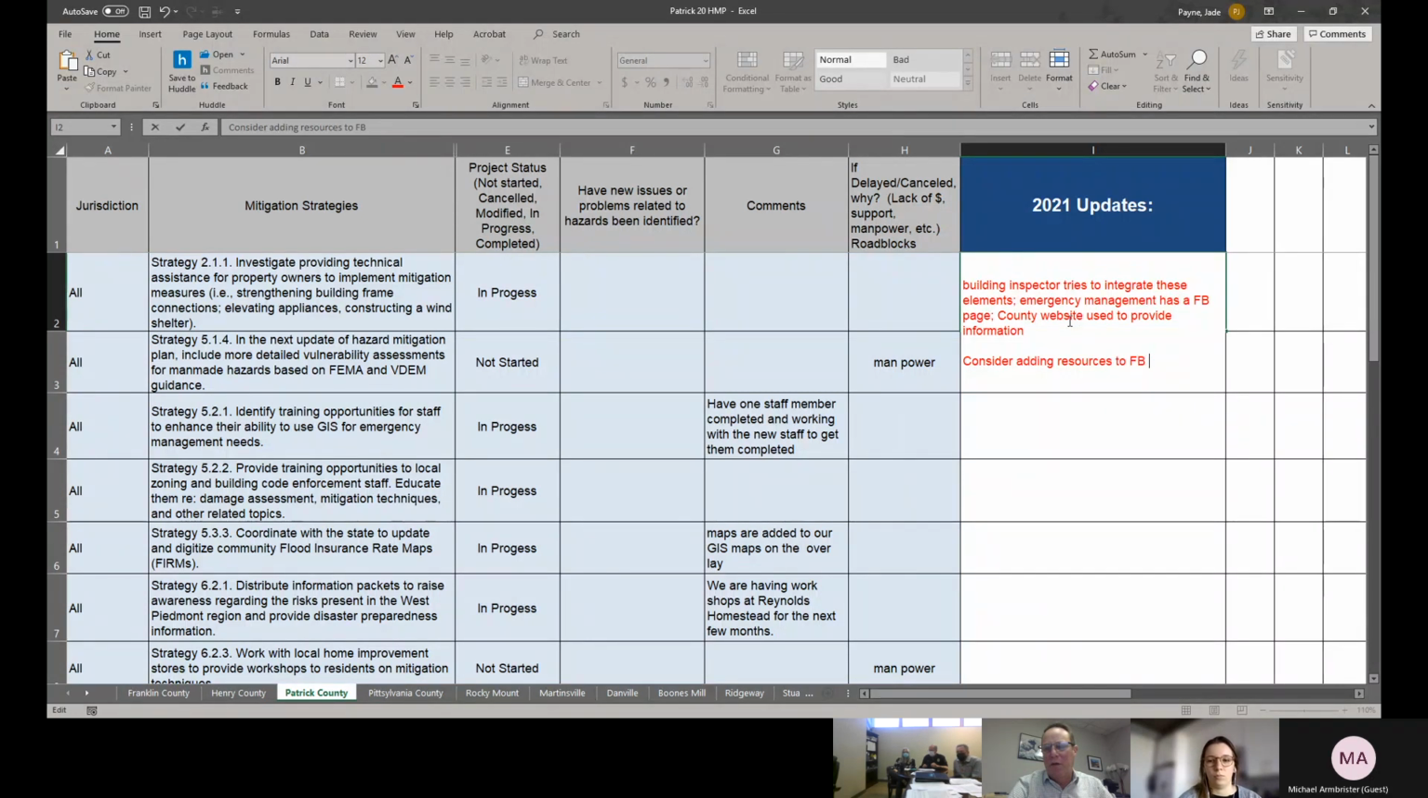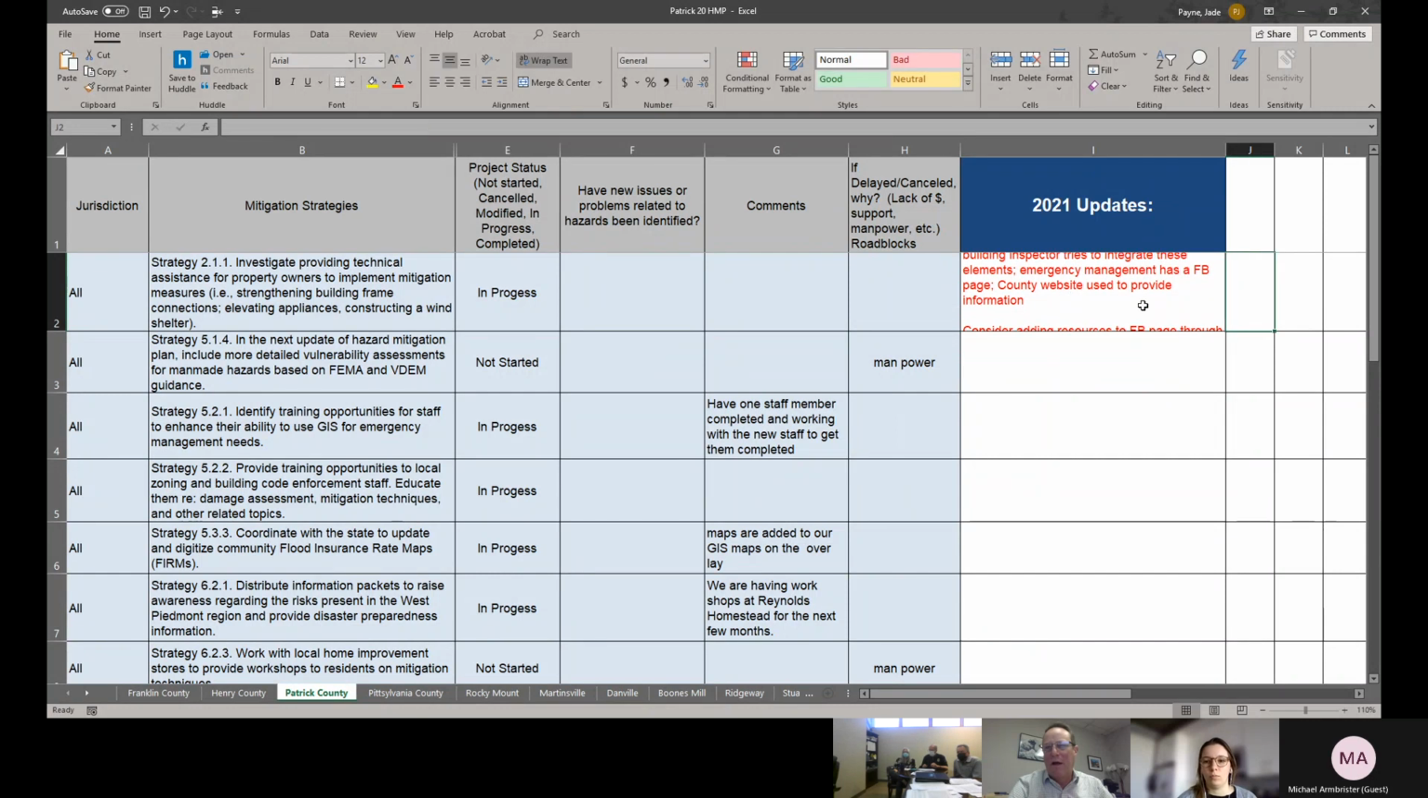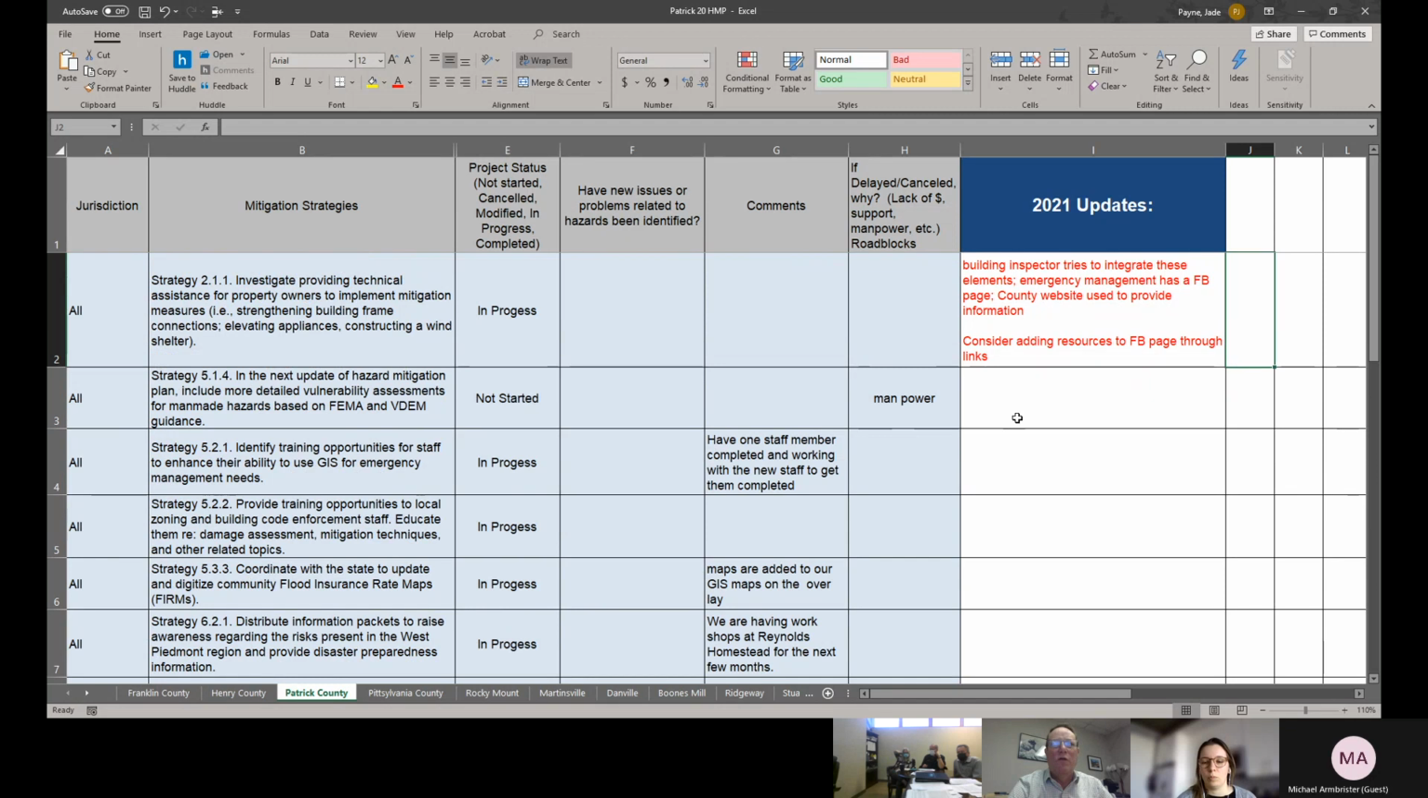I don't know how VDEM and FEMA Region 3 are pushing back on some of these ongoing ones, but some of the other regions are telling us to remove them, which is annoying to me because it's not their plan, it's yours. But just as a heads up, some of these we want to make some metrics, so that we can do that.